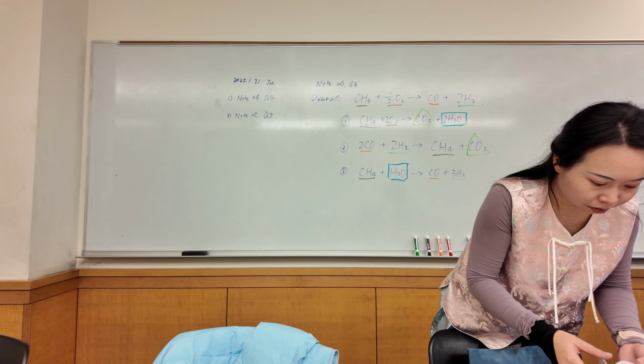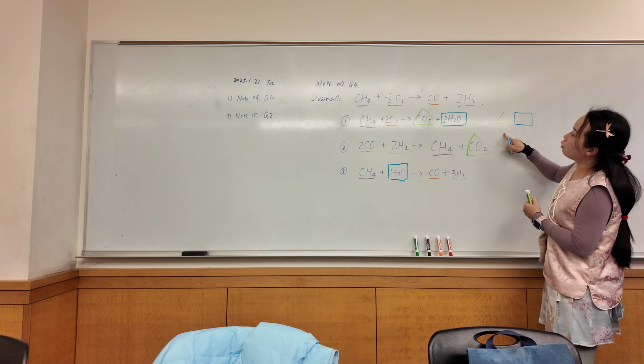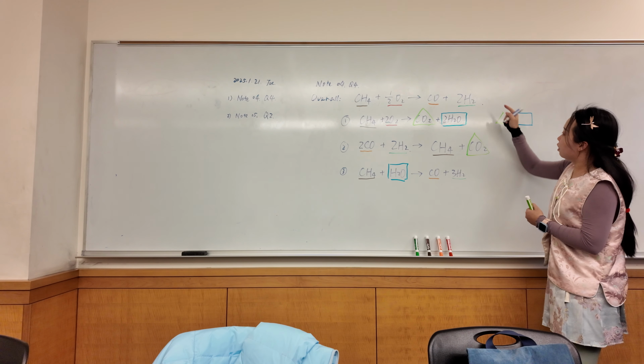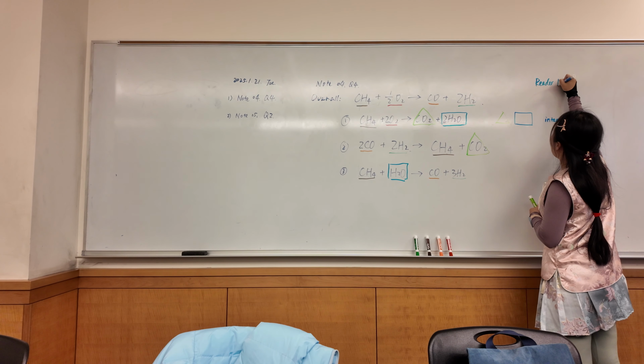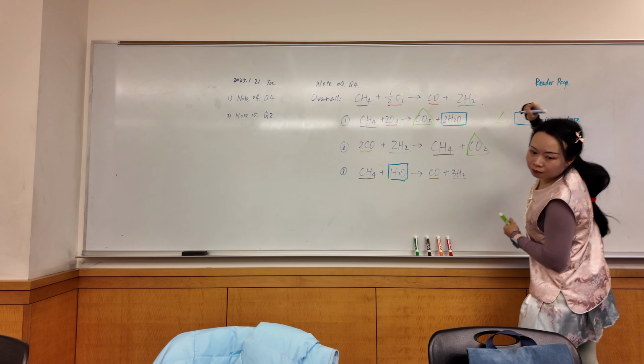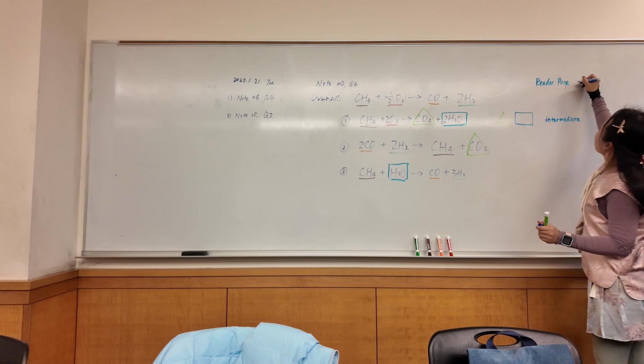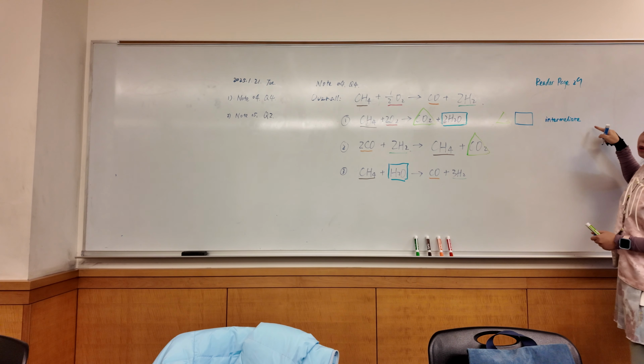Okay, so this triangle and this, because they do not exist in overall. They do not, okay? So these are called intermediate. Okay, needs to be canceled out, right? And this is reader page 29. Okay, that's the concept that you need to know.